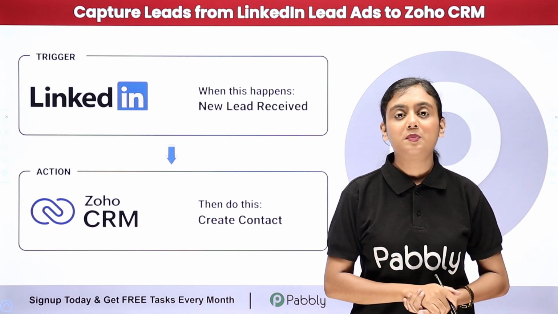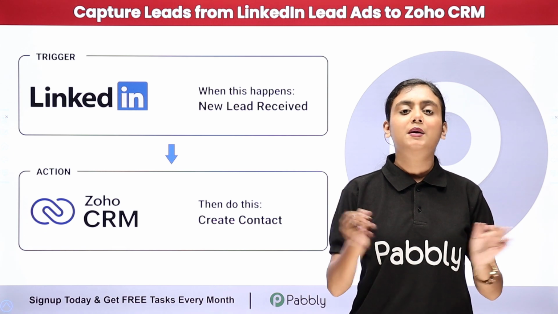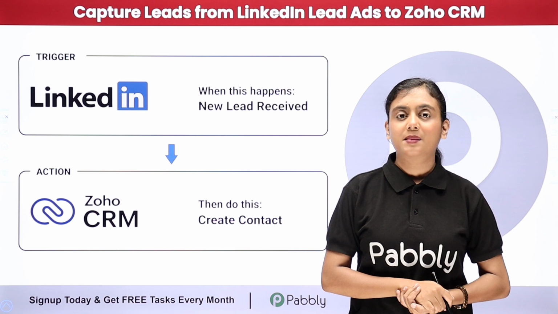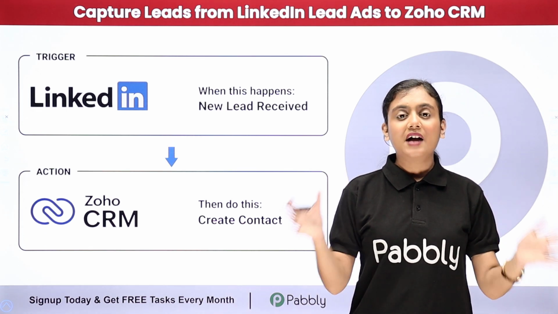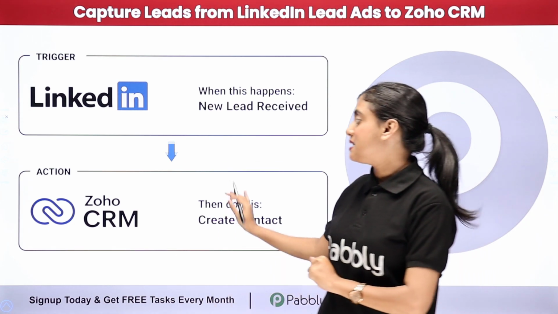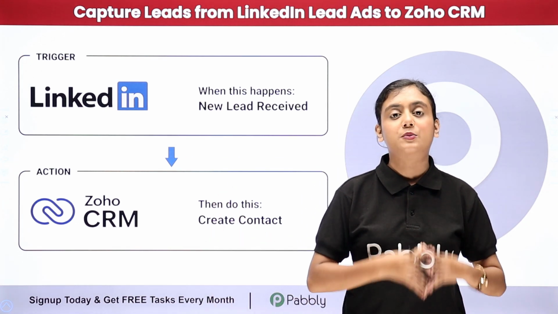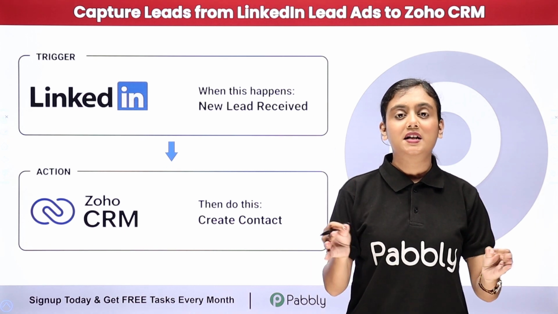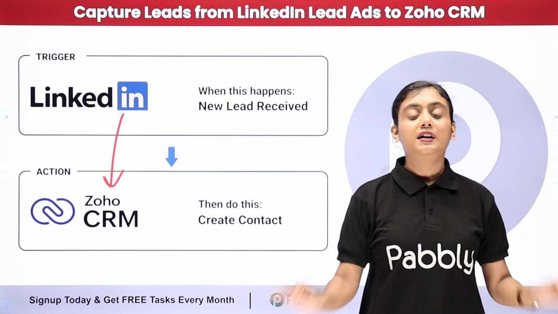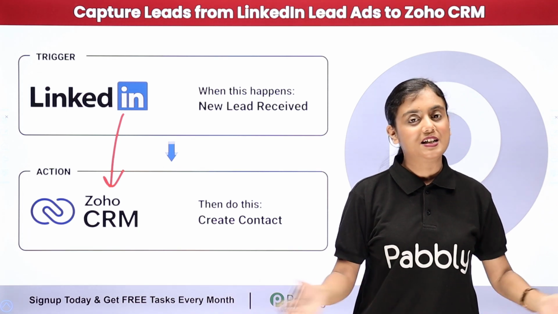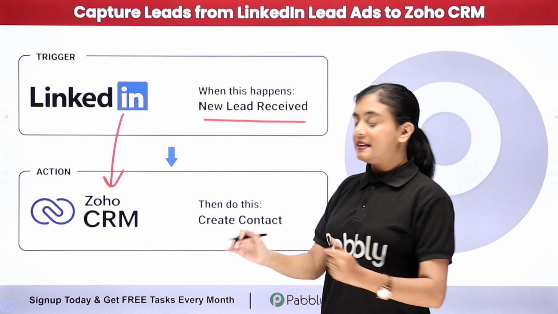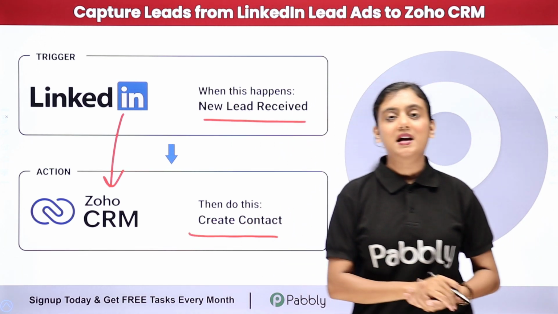I am an owner of a B2B marketing agency business and I promote my business using LinkedIn lead ads. I use Zoho CRM as a CRM application in my business. I receive a lot of leads every single day and adding them manually into my CRM application is a very time-consuming and hectic process. So what I've done is I've simply built a connection between LinkedIn lead ads and Zoho CRM without need of any coding and programming skills using Pabbly Connect. Now whenever I receive a new lead, automatically that lead is added as a contact in my Zoho CRM.